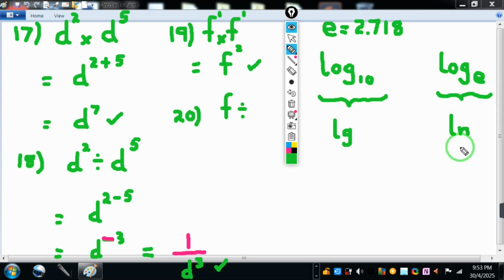Very important for engineering and all those stuff. Very important. You cannot run away. You have to live with it. So master it. But we haven't come to that. Yeah, introductionally. Coming back, how did we come to that e and all that? Common law, natural law, Naperian law after the mathematician whose name is Napier.